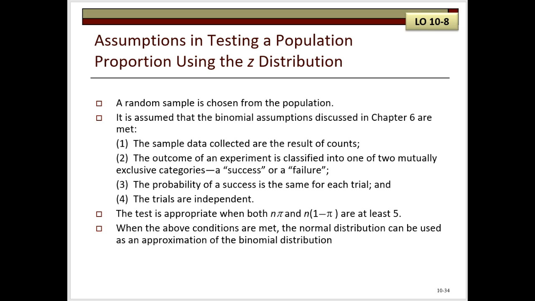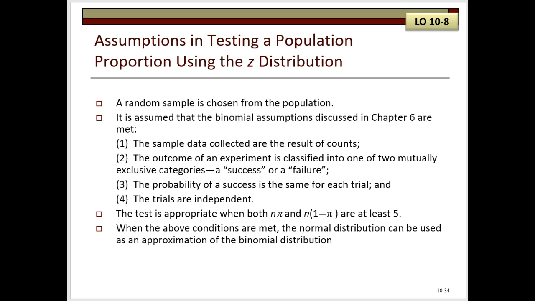We recall the assumptions in testing a population proportion using the z-distribution. These include a random sample is chosen from the population, the binomial assumptions discussed in Chapter 6 are met, and both the product of n times pi and n times 1 minus pi are at least 5.